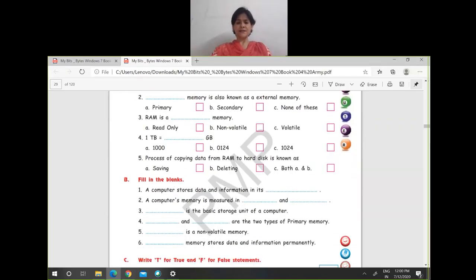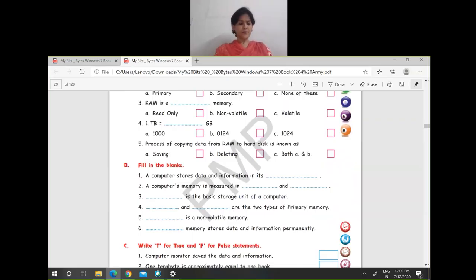A computer stores data and information in its memory. Computer's memory is measured in bits and bytes. Next is dash is the basic storage unit of a computer, that is byte. Dash and dash are two types of primary memory, RAM and ROM. Dash is a non-volatile memory. So ROM is a non-volatile memory.